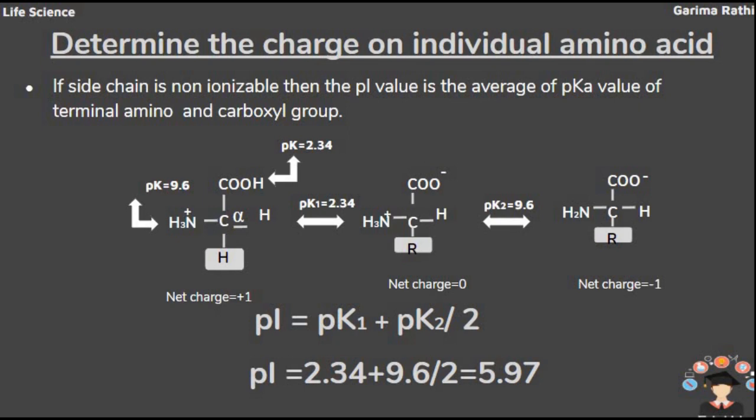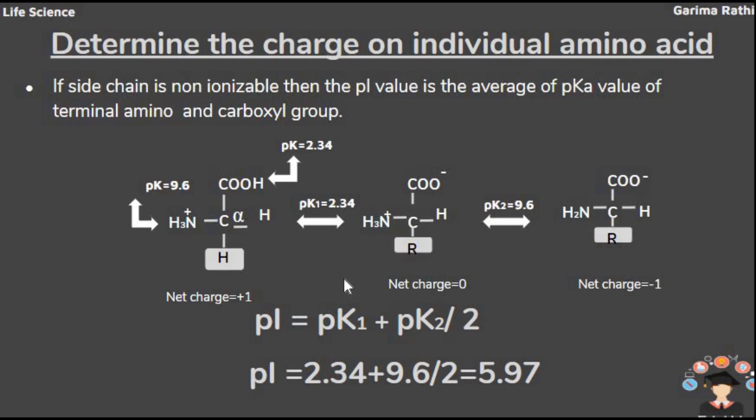The last concept is determining the charges on individual amino acids. There are two cases in this. One, when the R side chain is non-ionizable, and two, when the R side chain is ionizable. When the R side chain is ionizable, two conditions are possible: whether it will carry a positive charge, that is, it is basic in behavior, or it will carry a negative charge, that is, it is acidic in behavior.